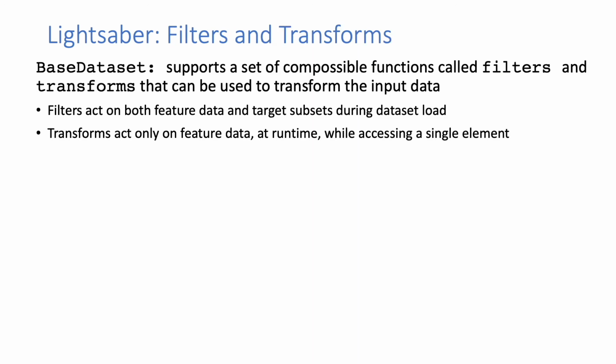Together, transforms and filters support a set of composable functions that can be used to transform the data at runtime. The main difference is that filters can work on both the feature data and the target subsets and are typically executed during the loading of the dataset from the raw feature file into the base class. Transforms only act at runtime in a transient manner while accessing a single element. These two differences provide a lot of power and functionality to the end user. However, in most cases, filters are more than sufficient for most users.